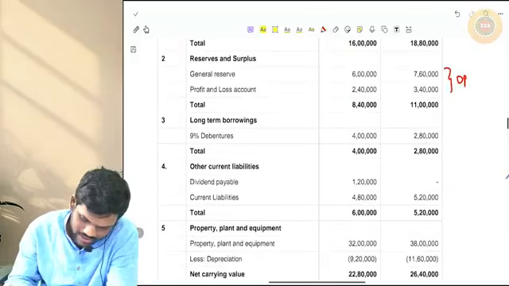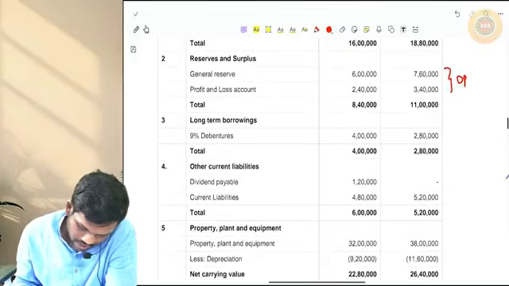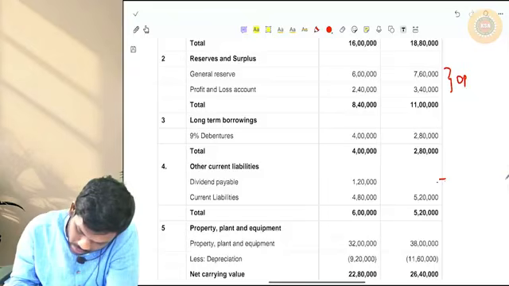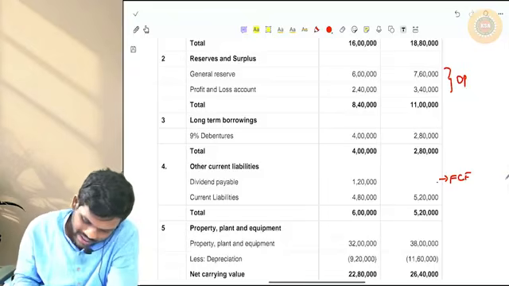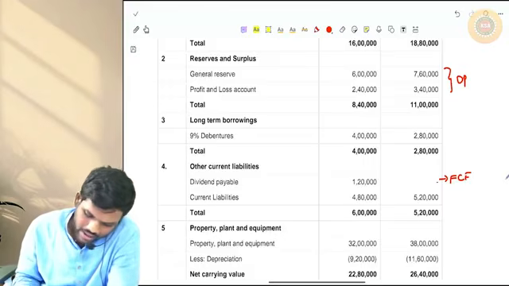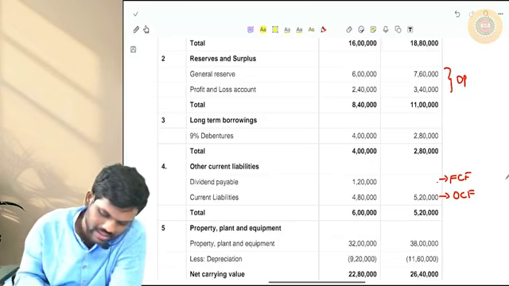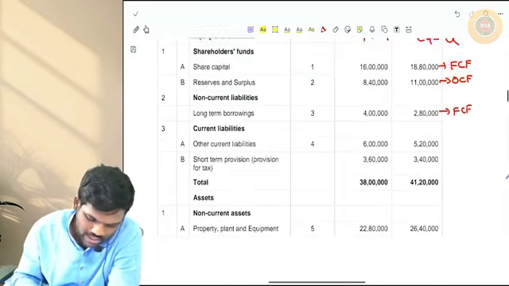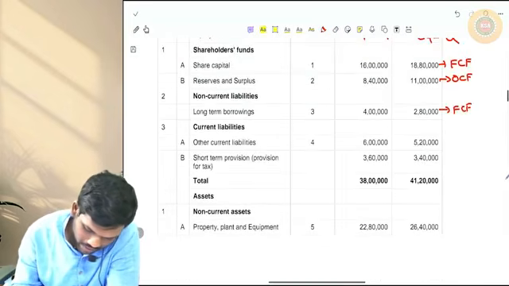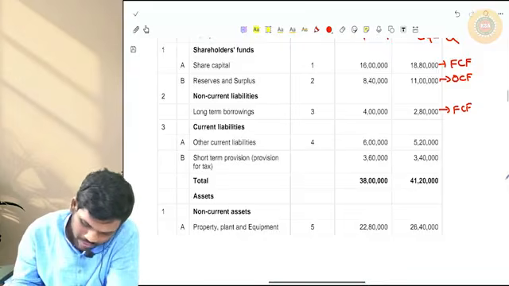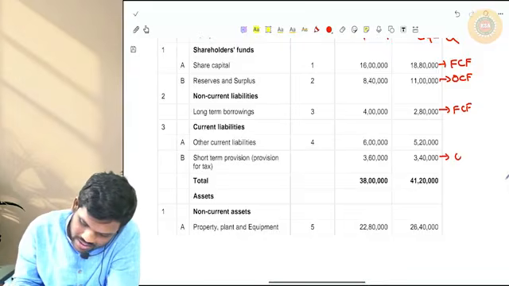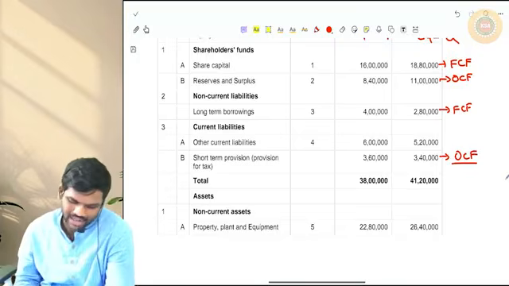Other current liabilities, we have dividend payable. So dividend payable is a part of financing cash flows. And then current liabilities is there. Current liabilities, if nothing is given, we'll assume it is relating to operating activities, since he has not mentioned what is the nature of those liabilities. Next, we have provision for tax. Since nothing specific is given, this will relate to operating activities.